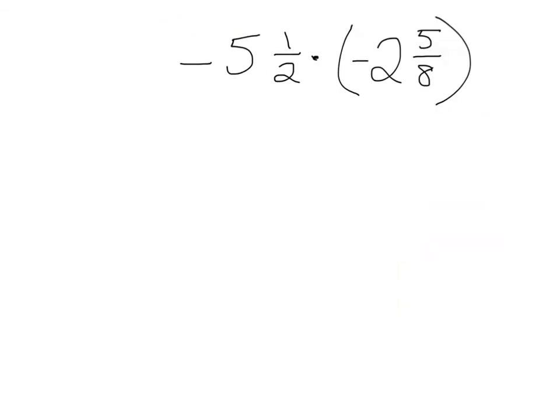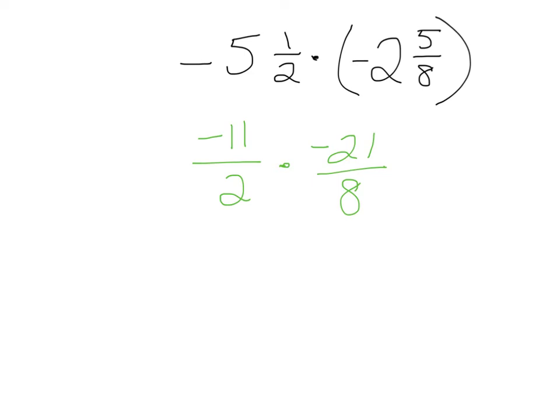Okay, with this one, we have mixed numbers. We're going to want to change our mixed numbers first into improper fractions. So to do this, 5 times 2 is 10, plus 1 is 11. Since the whole fraction is negative, I'm going to put our negative sign in the numerator. With the next one, 2 times 8 is 16, plus 5 is 21, and we keep the negative sign.